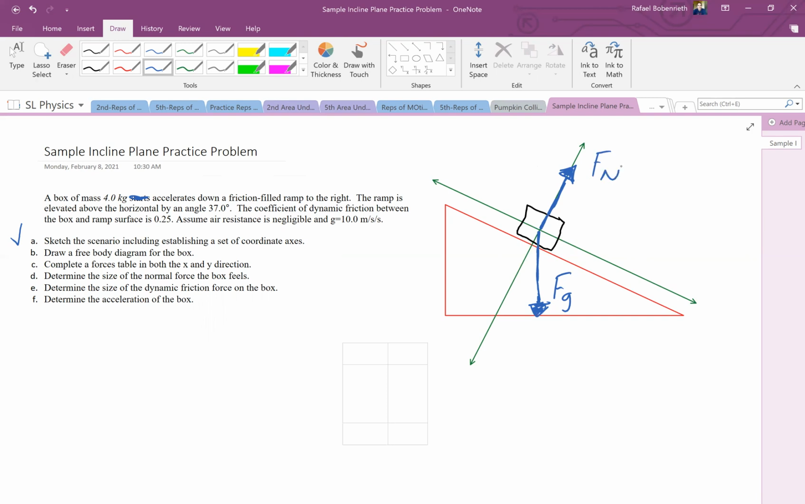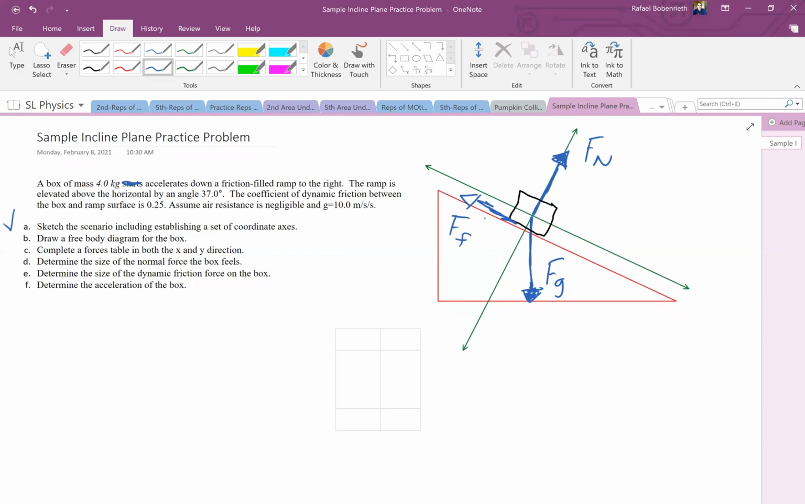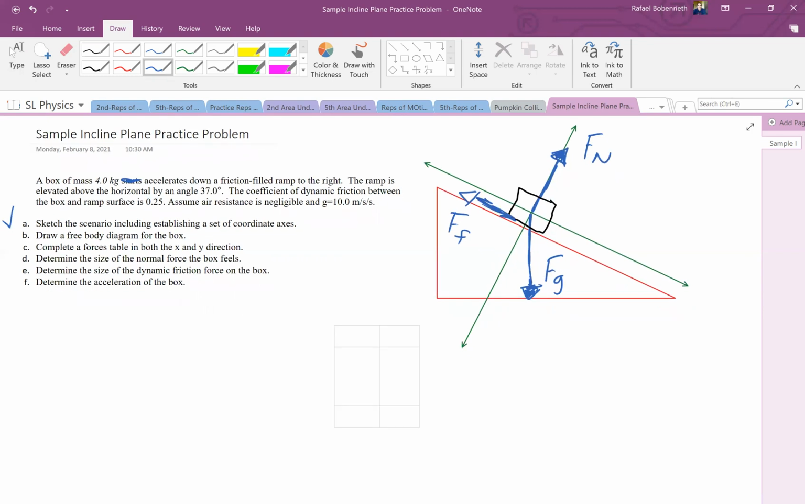And then the friction force. Friction force acts between the two surfaces. Remember, we always know that it acts parallel to the two surfaces. Since the box is traveling down the ramp, in what direction does the dynamic friction act? It acts up the ramp. So I'm going to draw it here. But very quickly, I'm going to redraw this in a second to show the trigonometry a little more easily.